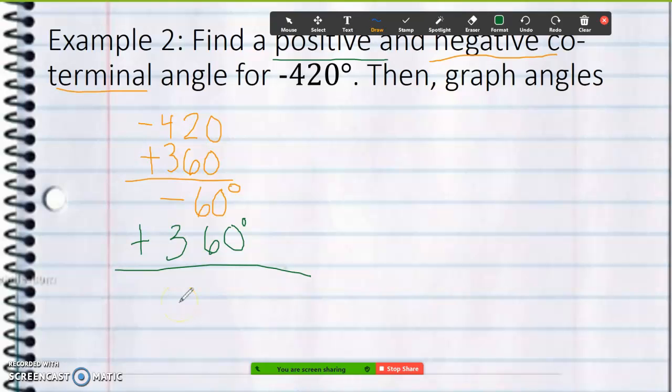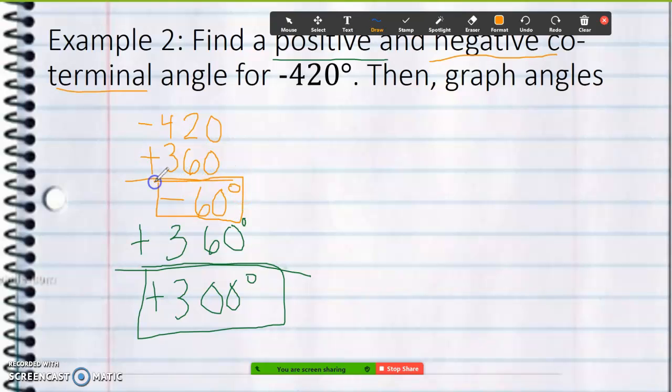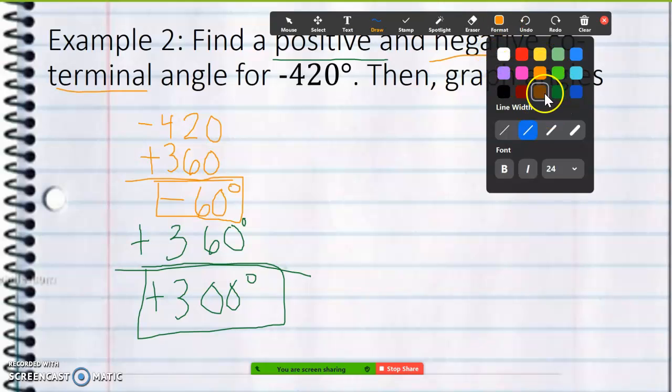So I'm going to keep adding 360 degrees to see if I can find a positive coterminal angle. Negative 60 plus 360 degrees is a positive 300 degrees. So this is my positive coterminal angle, and the other one is my negative coterminal angle. Most of the time, you're just going to add or subtract 360. This one's a little bit different because it's already multiple times around in the beginning.